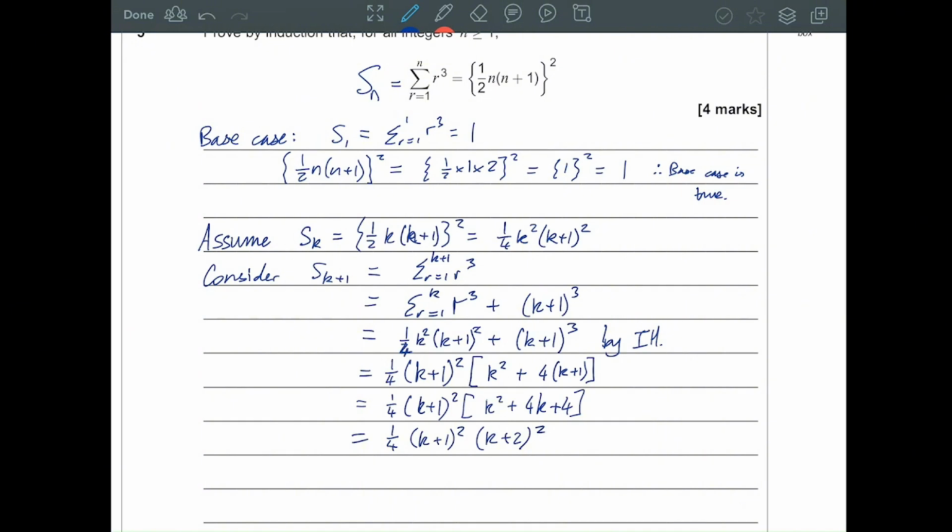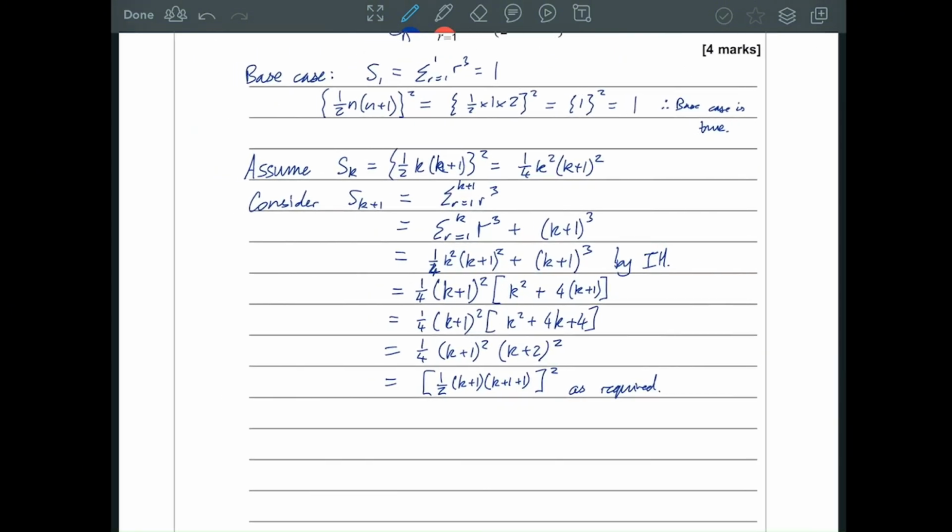And then to make it 150% obvious, I'm going to write this in the way it's written in the question, with the k plus 1 split off and the whole thing squared as required. So I've done all the actual mathsy bits. Now I need to complete the proof.